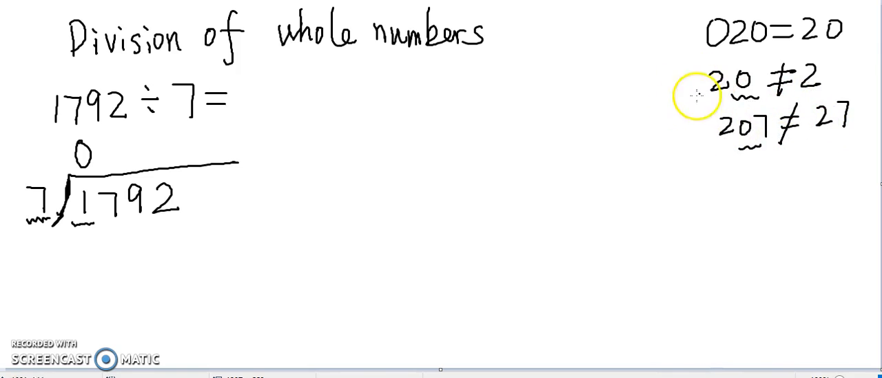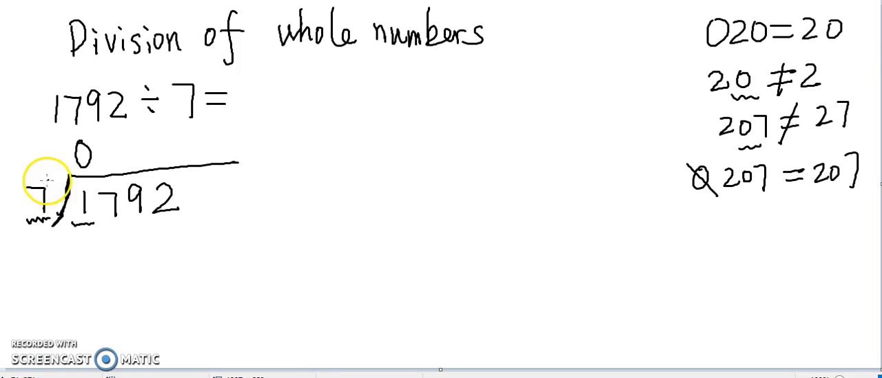But if you have a 0 in front of it, say 0207, this first 0 can be omitted because it does not really make any contribution. Okay, so let's go back here. If you don't want to put a 0, that's fine, but if you want to keep it there, when you copy the answer, you can omit it. So 7 goes into 1 zero times.